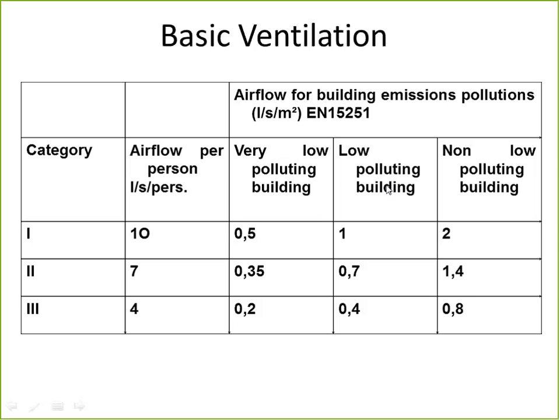And you can see here we have 3 categories of building. That's because we want to emphasize the importance of source control, to make buildings with materials which have low emissions. We want to give those who produce those materials, and also those who select them, some benefits in that they can reduce the required amount of ventilation. So we now have a value for the people part, and a value for the building part.